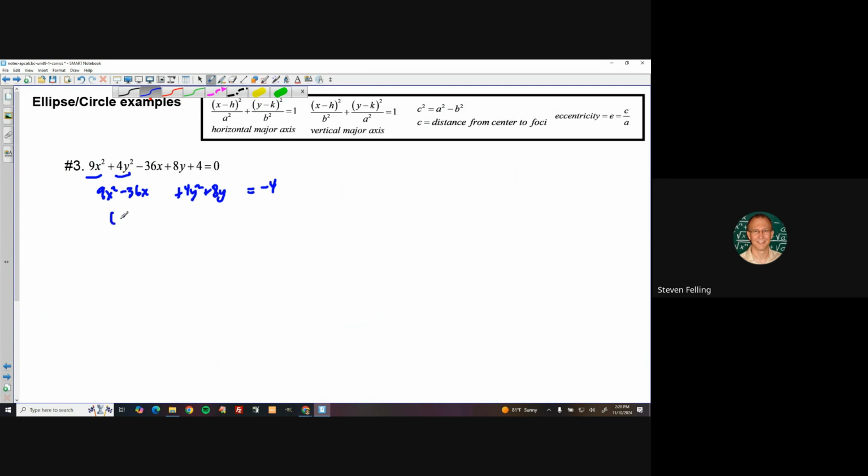Then we're going to go ahead and complete the square for x, and we're going to complete the square for y. Before we do that, sorry, we need to do one other thing. Before we do that, we're going to factor out any leading number on the x and the y. So if we factor a 9 out here, we have x squared minus 4x. And I'll leave some space in there so I can complete the square. And then I'll factor out this 4. That'll leave y squared plus 2y. And I'll leave some space to complete the square.